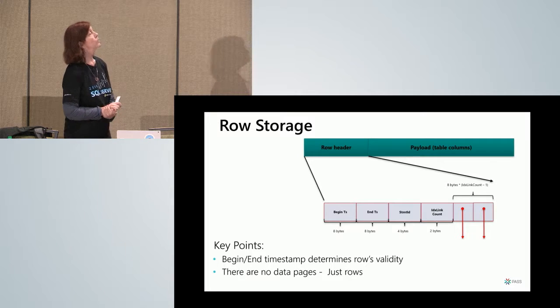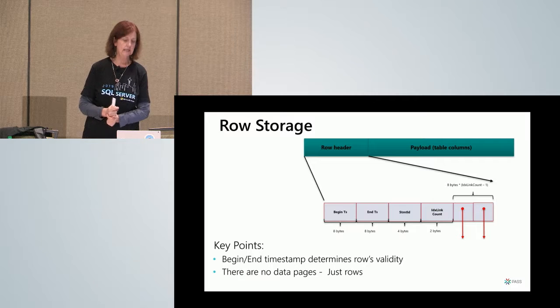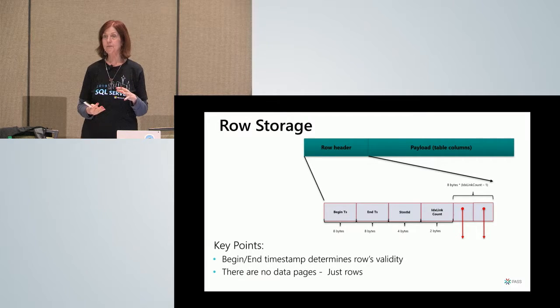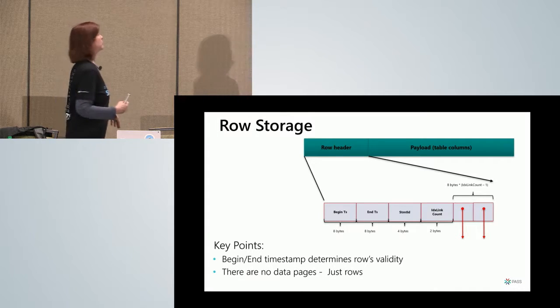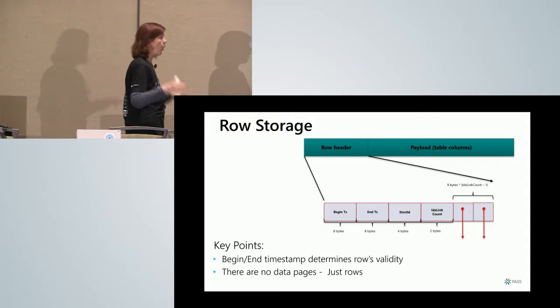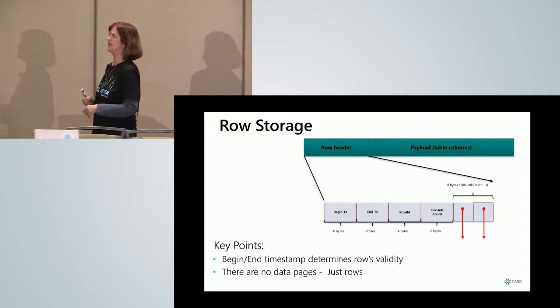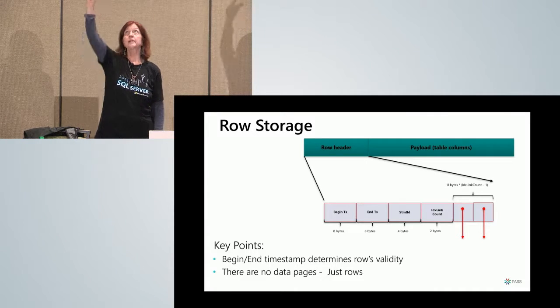So rows are stored completely differently in an in-memory table. Instead of being grouped together in pages, there are no pages. In-memory tables are not stored on pages. They're always in memory. You add a row to a table, and SQL Server just finds a place in memory to stick that row. Here's a new row, here's a new row, here's a row, here's a row.